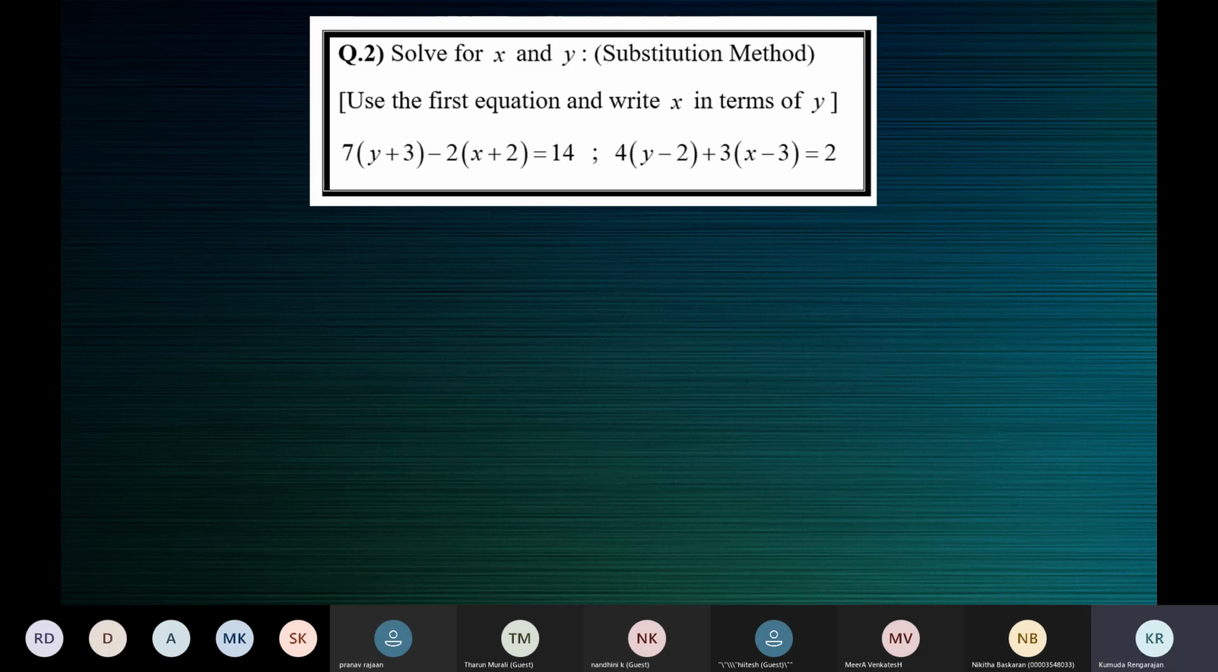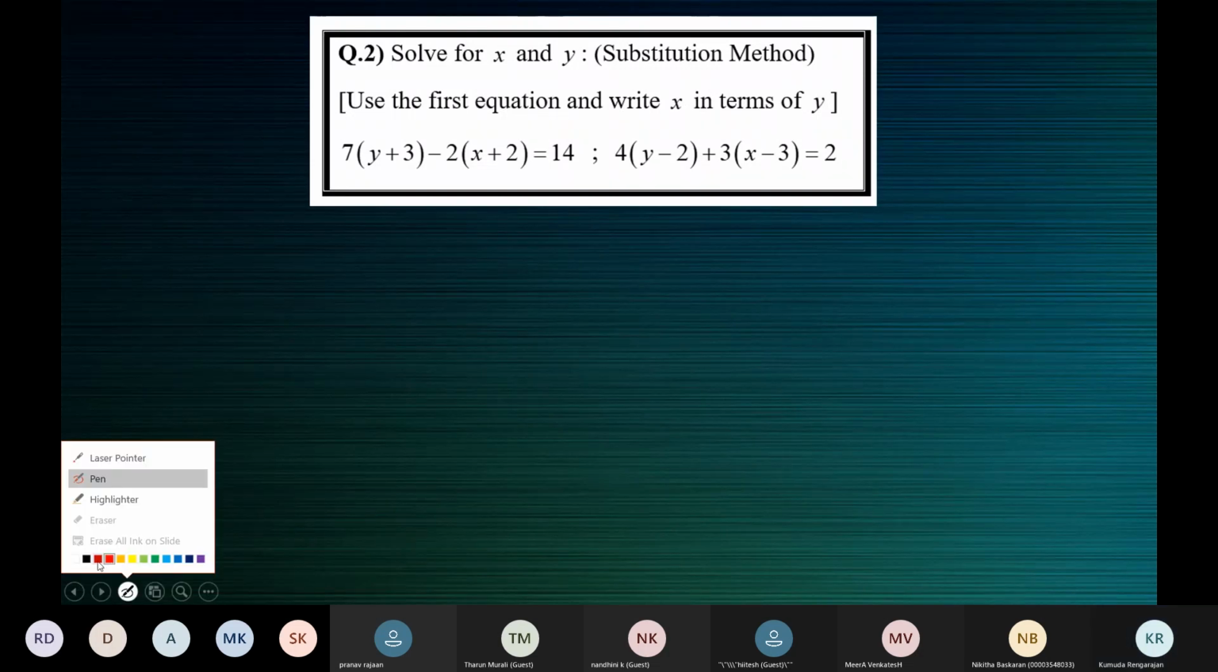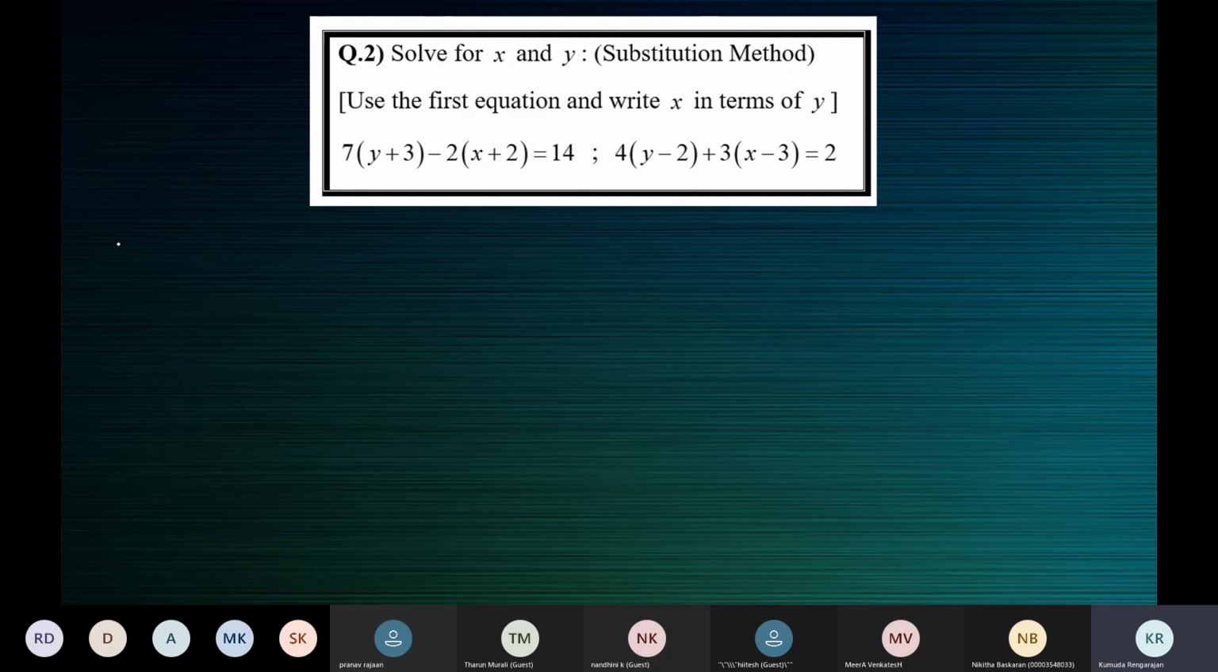Now, when you use a substitution method, we have to take up one of the equations and write one variable in terms of the other. So the further instruction is you should use the first equation and you must write x in terms of y. You can see the two equations below there. Now the equations are not in the standard form. They are not in the correct format. So see here, don't write anything, children. This is the first equation. Do not write anything. Now open the brackets.